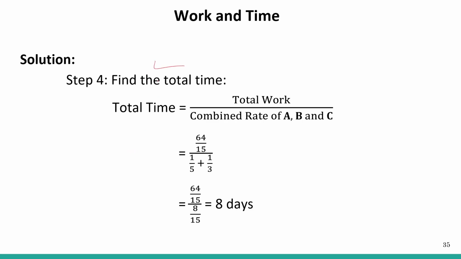So let's see step number 4. So finding the total time. So total time is equal to what? Total work done by combined rate of A, B and C. So 64 by 15 by 1 by 5 plus 1 by 3 is equal to 8. So 8 is the correct answer.